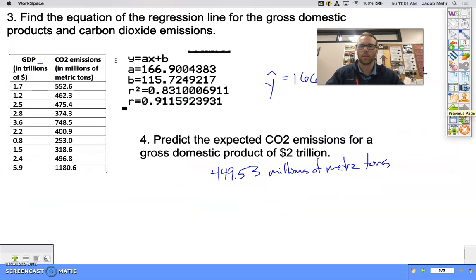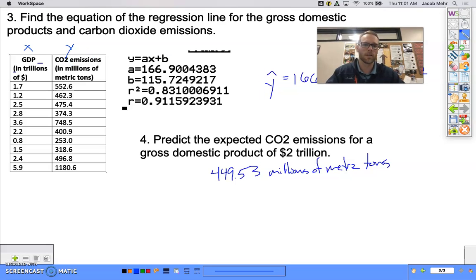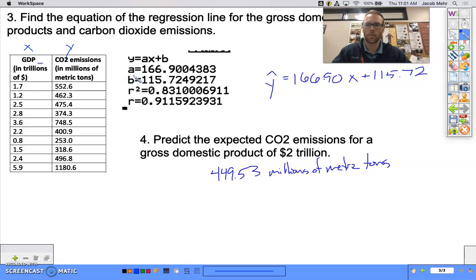Let's look at our next one. This one was dealing with gross domestic product and carbon dioxide emissions. The GDP was the x, the CO2 was the y. We found this linear regression right here. When we found our a and b, we looked at our r of 0.91. Again, that's a pretty strong correlation coefficient, it's a positive slope, it's close to 1. Now r squared on this one is about 0.83 or 83%. So it's less than the coefficient of determination on the last problem.